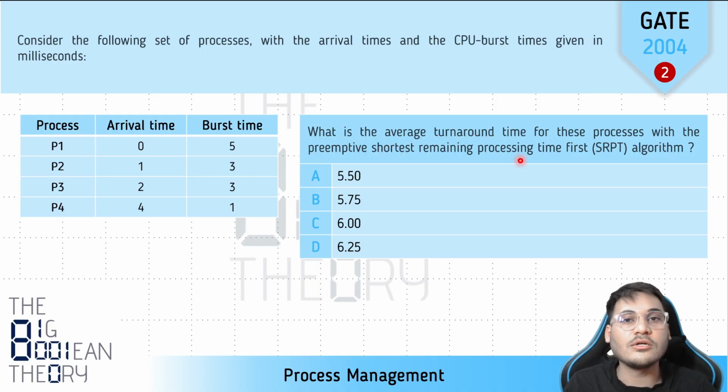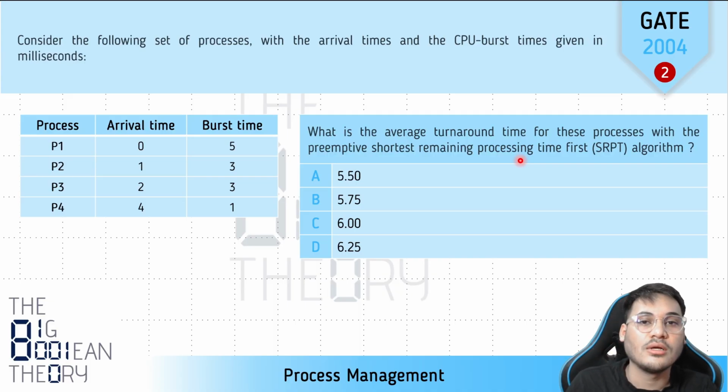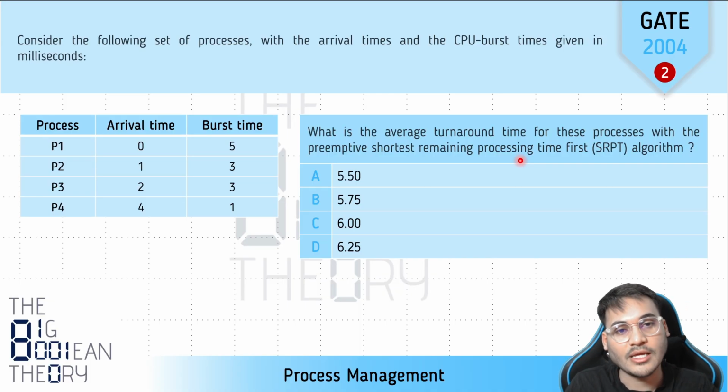As we know, the turnaround time for a given process is the time at which it enters the system to the time at which it completes. So turnaround time is completion time minus the arrival time. This is the metric, and we are being asked the average turnaround time for all the processes. We already discussed the shortest remaining time first in another video, so in this video we are going to solve this question.